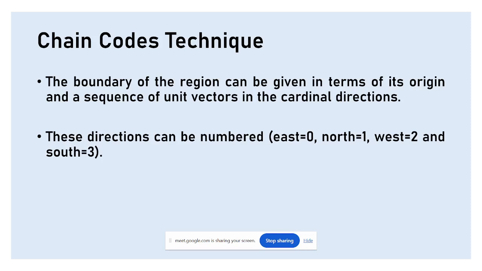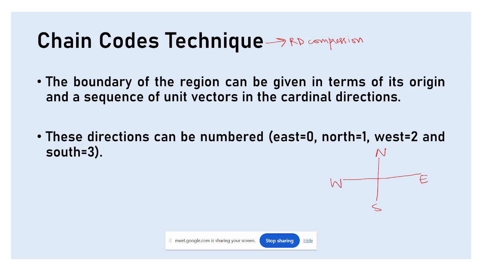So the first technique that we are going to learn is the chain codes technique. That is one technique of raster data compression. The boundary of the region can be given in terms of its origin and a sequence of unit vectors in the cardinal directions. The cardinal directions are basically north, south, east, west. So this is north, this is east, south and west.